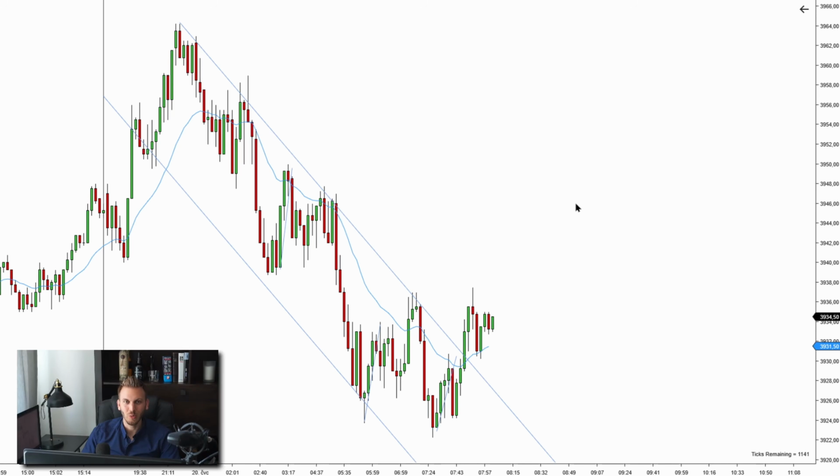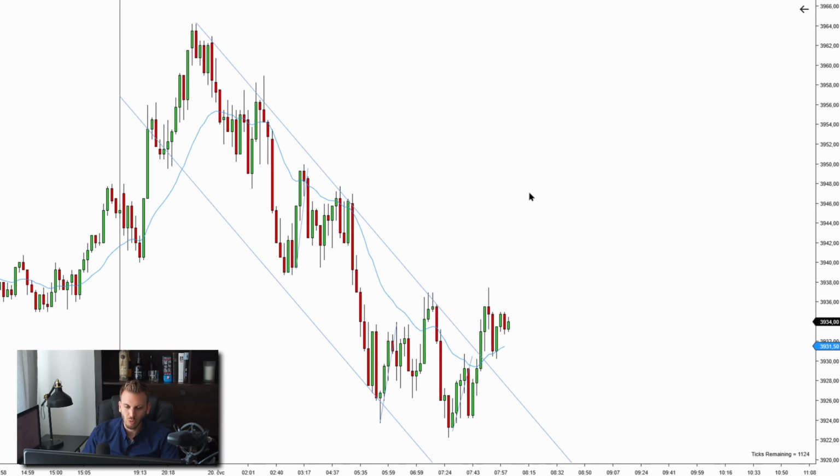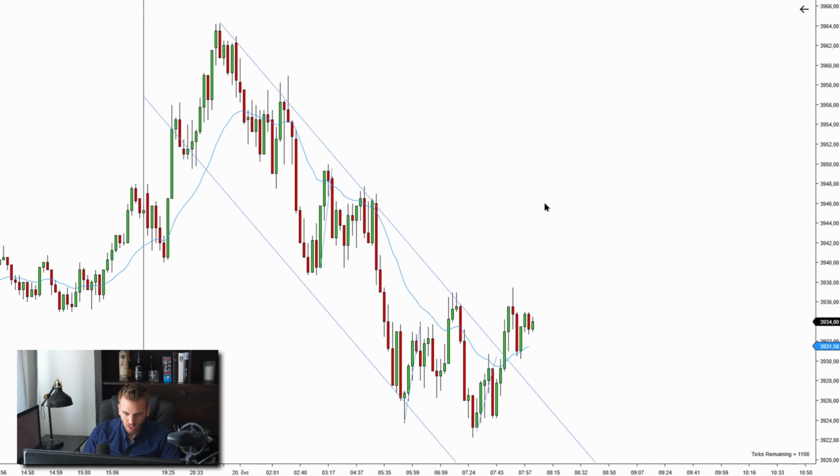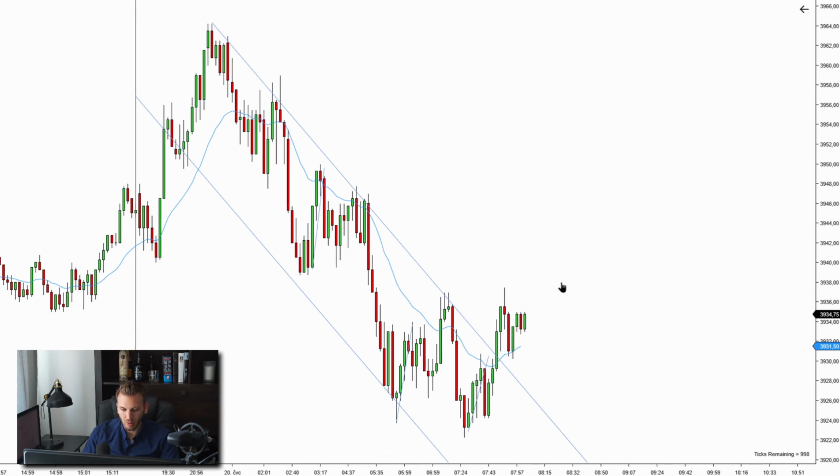Hey guys, in this video I'm going to be sharing with you my live trading session. I'm a price action trader, so that means I'm solely going to be relying on the candlesticks as they are printing on the chart. Now I do have one indicator, and this is this blue line, a 21 bar exponential moving average, serving to me as a supportive indicator.